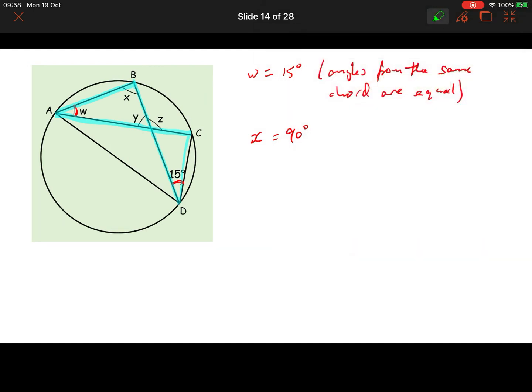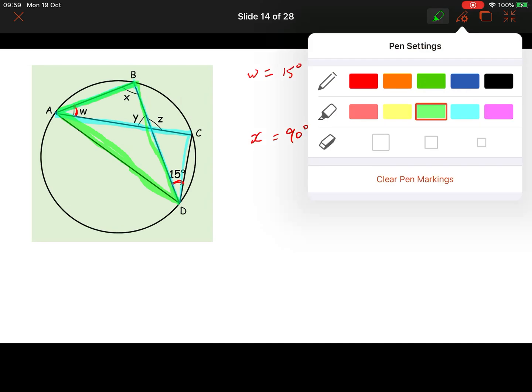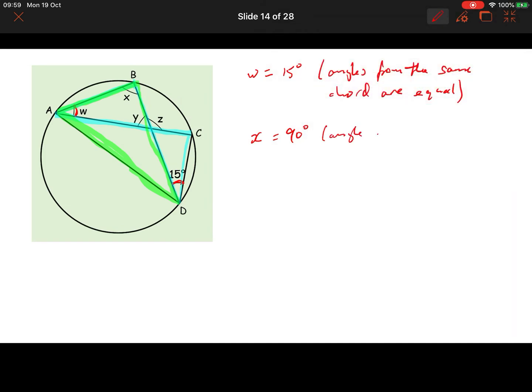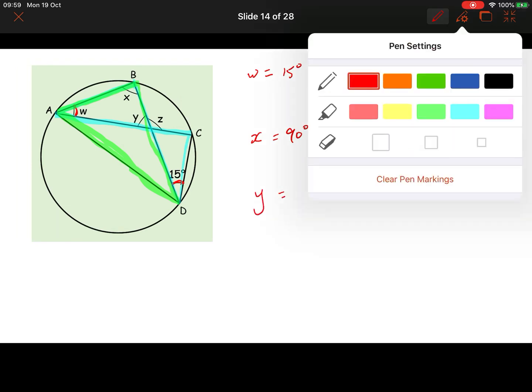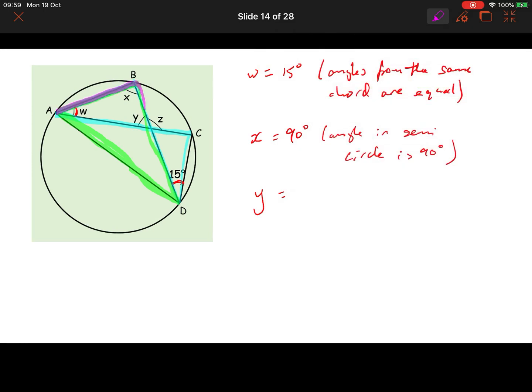X is equal to 90 degrees because what we have here is a diameter with an angle made from the diameter, and that's always 90 degrees. So we can say angle in semicircle is 90 degrees. Okay, what's Y? Well, we've got a triangle there, and the sum of interior angles of a triangle is 180 degrees. So I'm simply going to do 180 minus 90 minus 15.